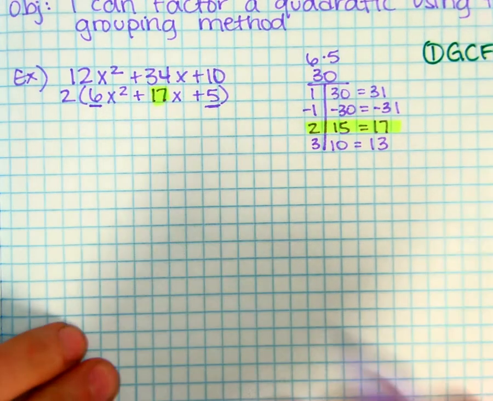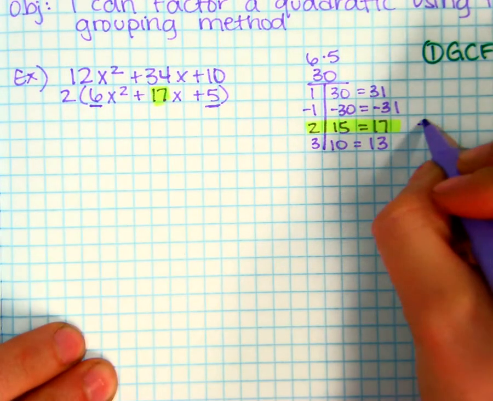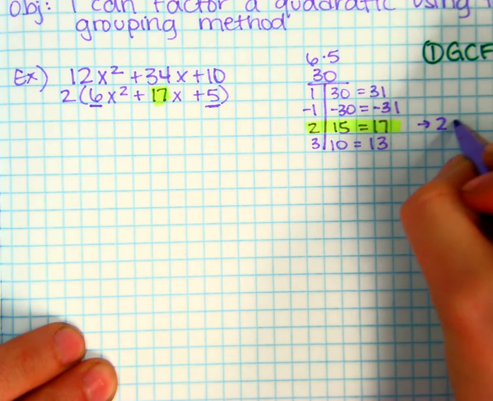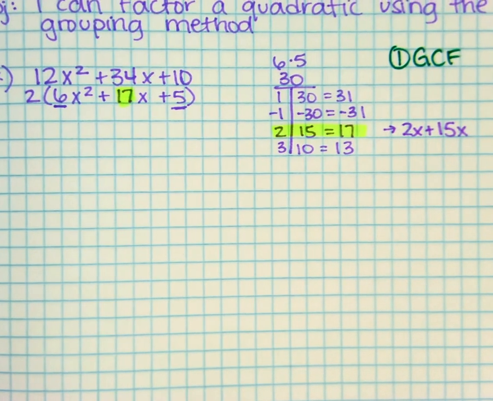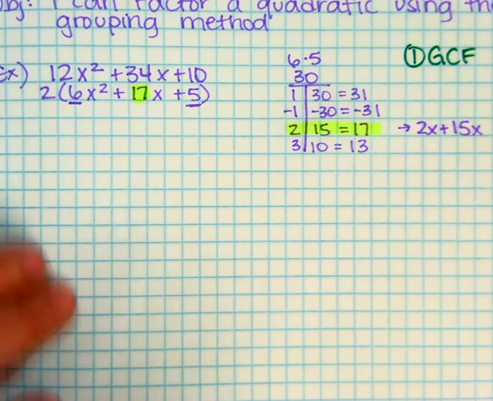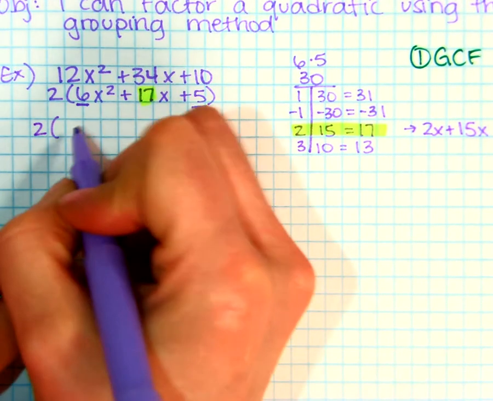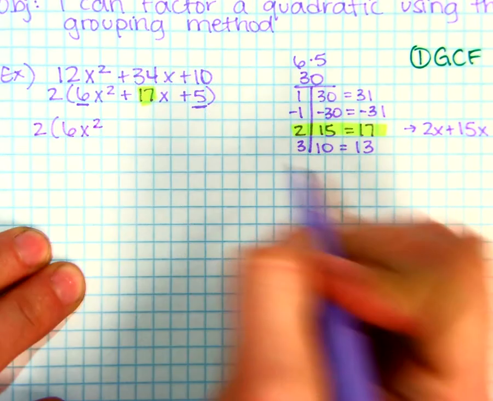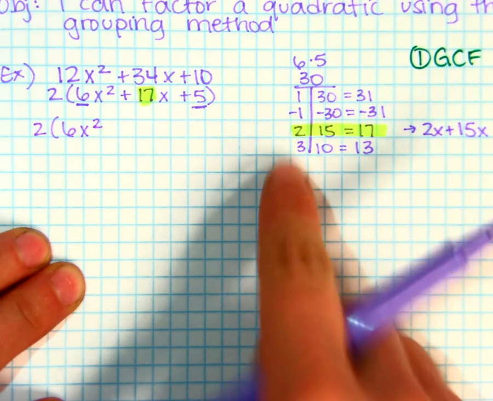So now what we're going to do is rewrite this 17x as 2x plus 15x, because when we add them and combine like terms, we get 17x. So my GCF stays out front. I'm just going to take up a little bit more space, 6x squared. It doesn't matter which order I write these in, so if you have a 15 over here, that's fine.